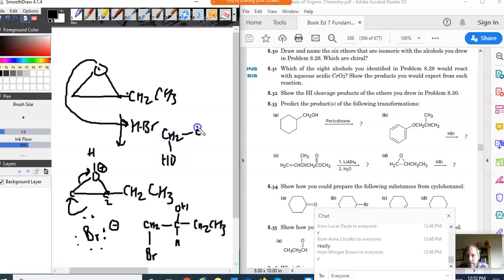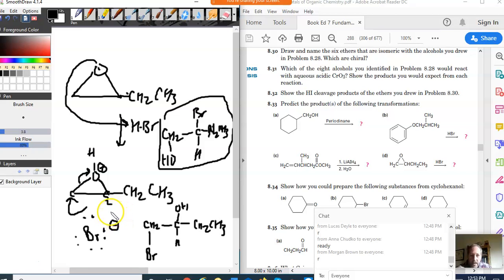For our class, you can have it either way. If you are just dying to know which one is formed, it's this one right here. The bromine attacks the more substituted position. But we don't have to worry about that. It goes into a little bit more stuff. If you were able to understand that you get an OH on one carbon and a bromine on the other, I'm very happy about that. If you didn't, don't worry about it.